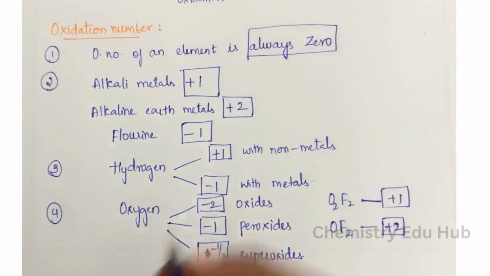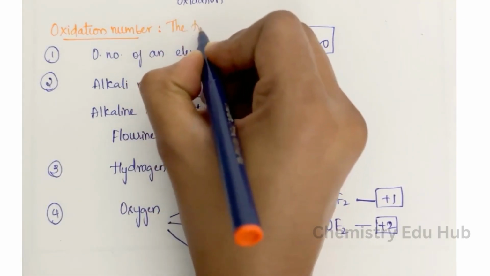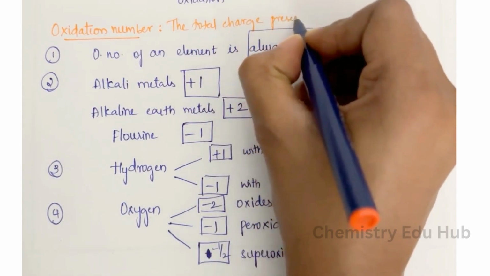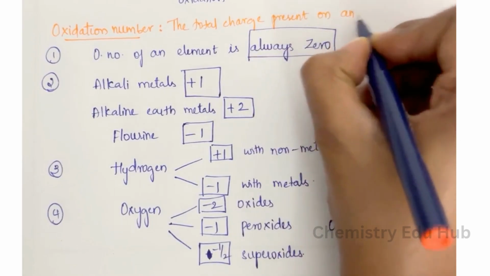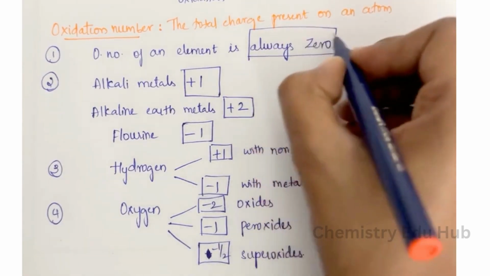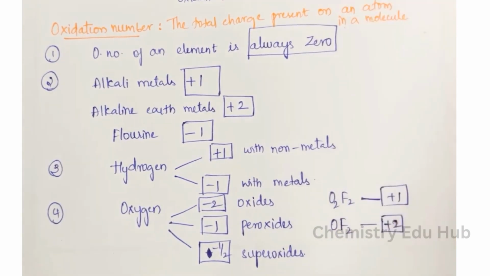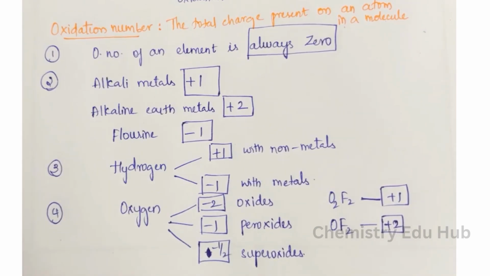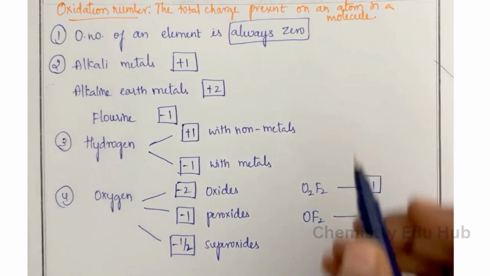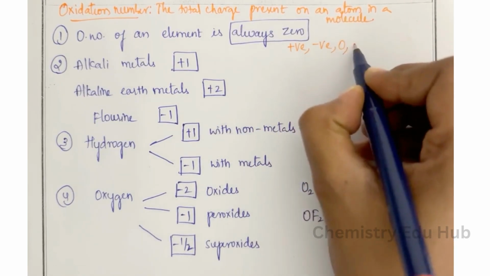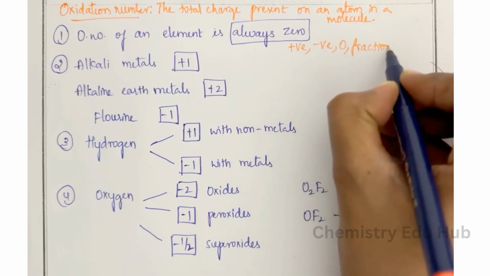Oxidation number is the total charge present on an atom in a given molecule. So when you consider a molecule, for a given atom, whatever is the residual charge or the total charge, that is considered to be the oxidation number. Oxidation state of an element can be positive, negative, 0 and fraction also.